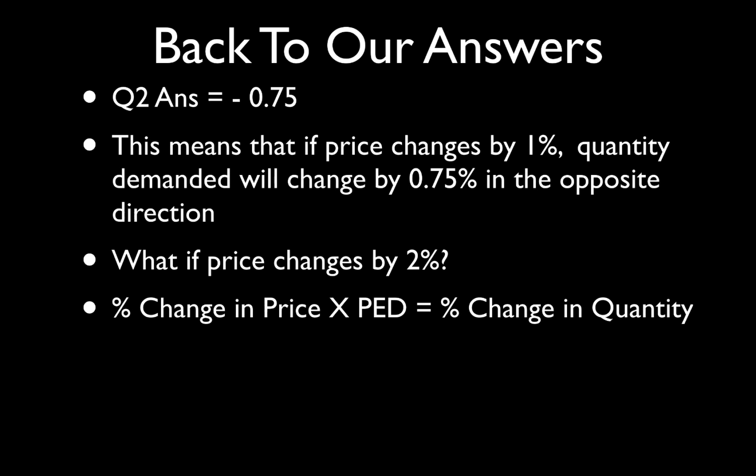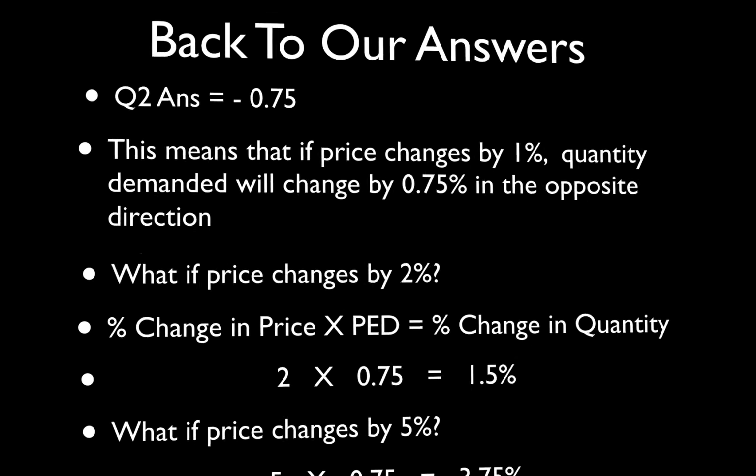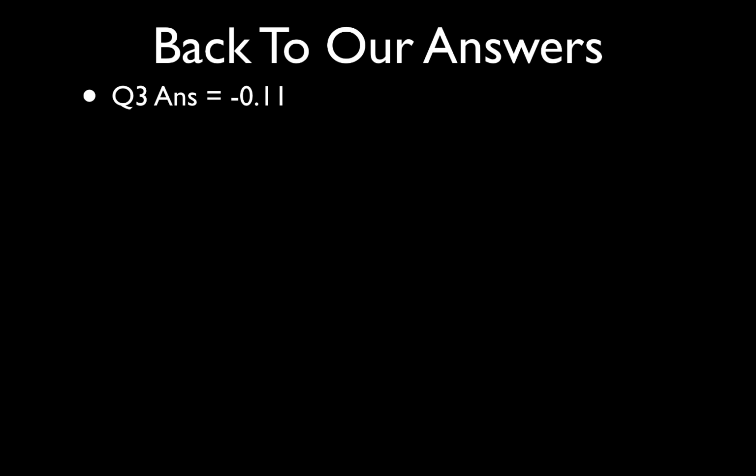So we're going with the 2% here, no problem. Well, it's 2 by 0.75, which is 1.5%. If price rises by 2%, quantity demanded will fall by 1.5%. If price changes by 5%, let's say price falls by 5%. Well, if price falls by 5%, quantity demanded will rise by 3.75%. That's what that means, okay? I hope I'm not going too fast, and I hope you're able to follow.